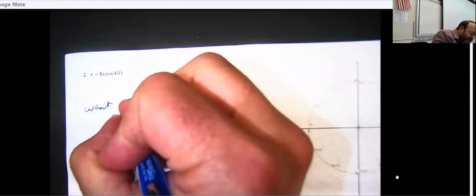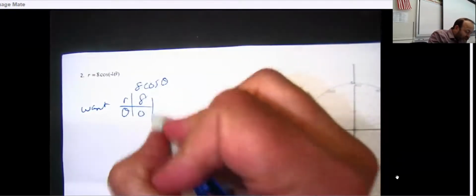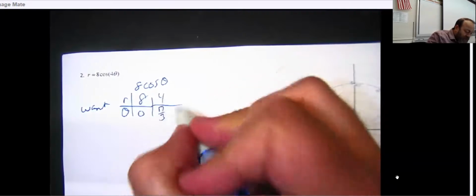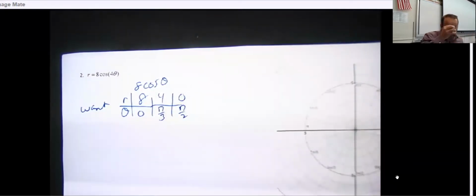What I would like to do is use 0. So again, this is assuming it was just cosine theta. The radius would start at 8. By the time I reach pi over 3, it would be down to half. And by the time I reach pi over 2, it would be down to 0.